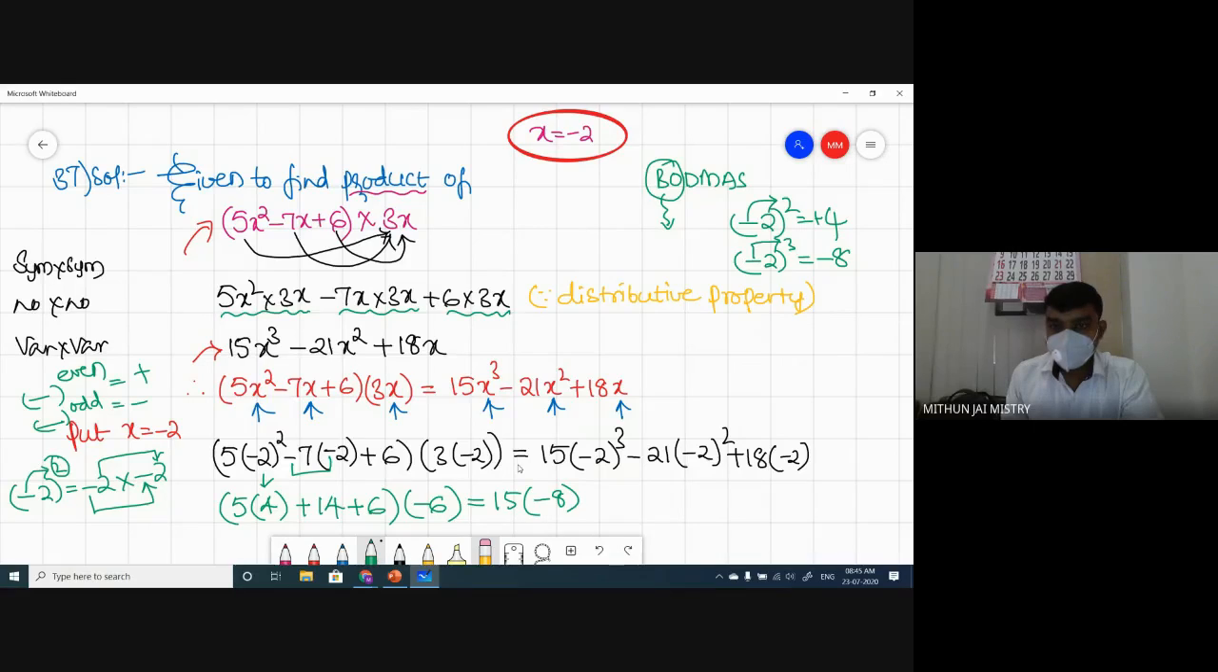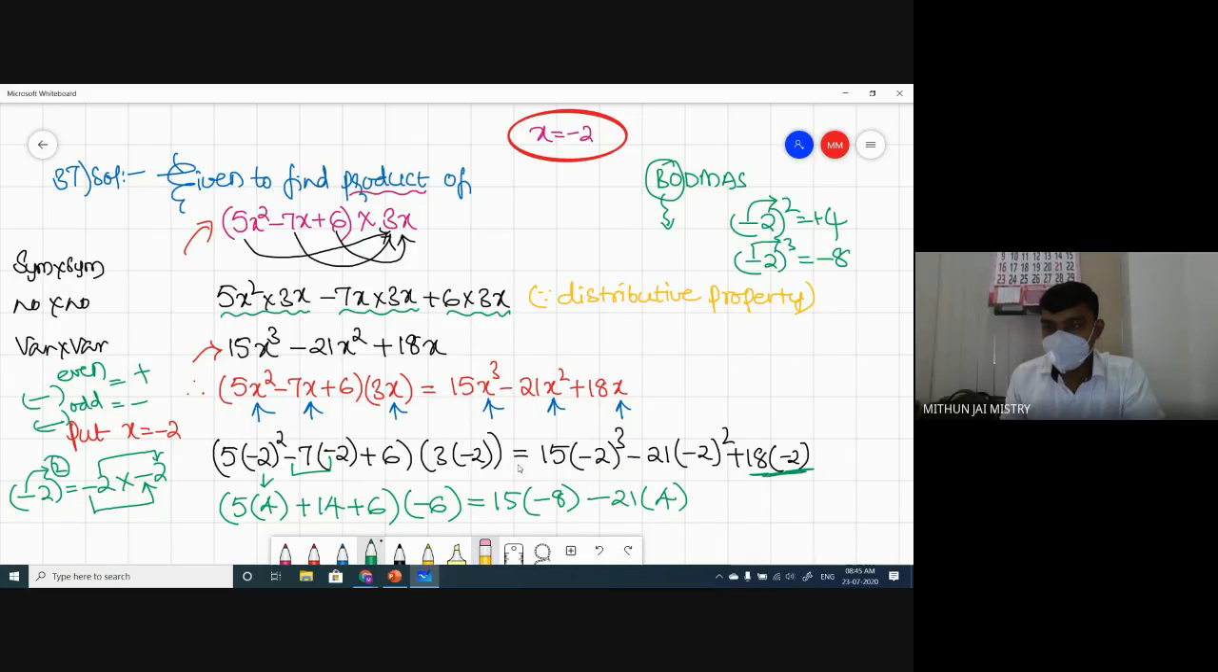Then minus 21 we have. Please write minus 21 into minus 2 whole square. This thing we have already done here. Minus 2 whole square, we wrote as 4. So the same thing is coming here. Minus multiplied even times, minus multiplied 2 times, it's plus. 2 multiplied 2 times, it's 4.